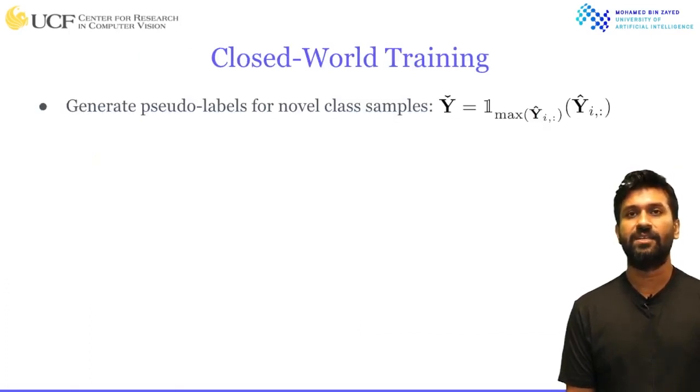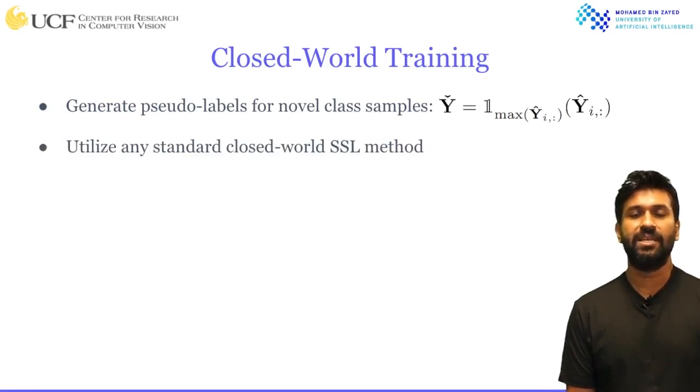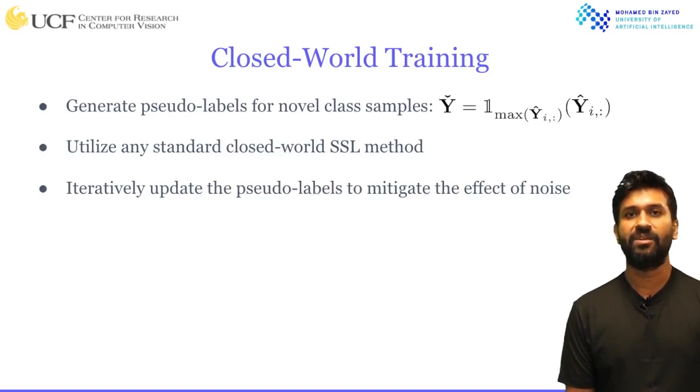Once we discover the novel classes, we can basically convert this problem into a standard closed-world semi-supervised problem. To this end, we generate pseudo labels for novel class samples based on the maximum output probability score. Then we can utilize any standard closed-world SSL method. And like I mentioned previously, the generated pseudo labels will have a certain amount of noise associated with them. To address this noise, we iteratively update the pseudo labels.